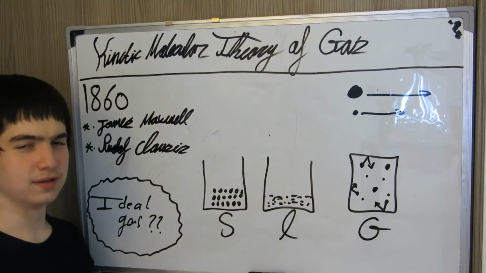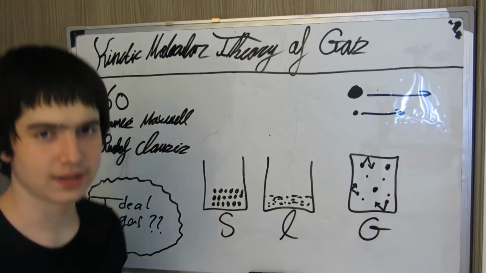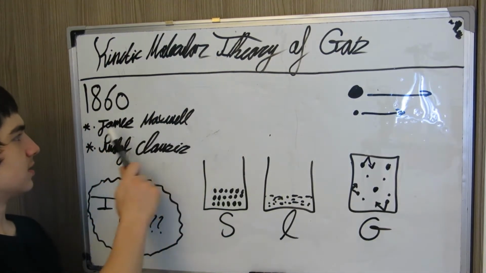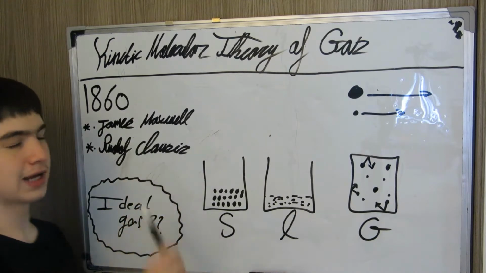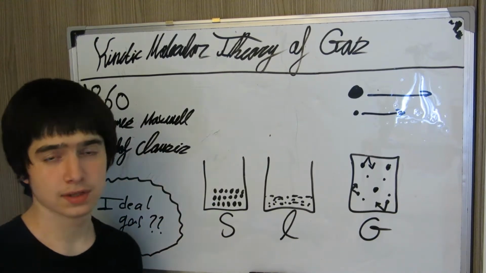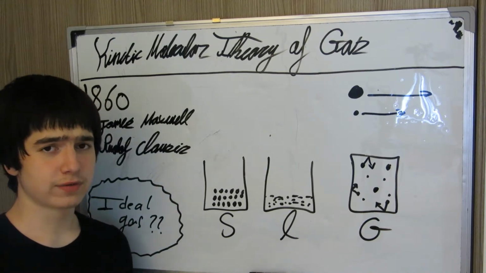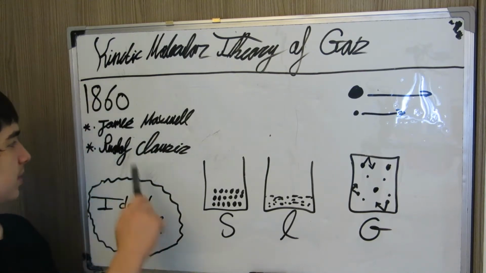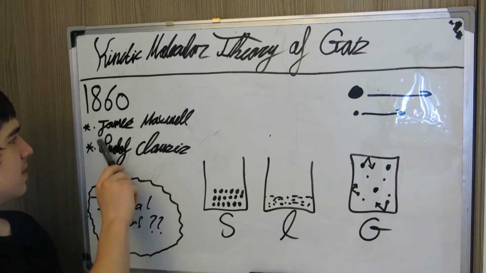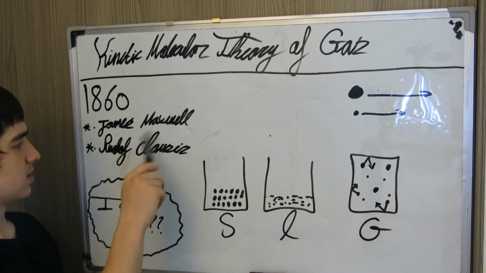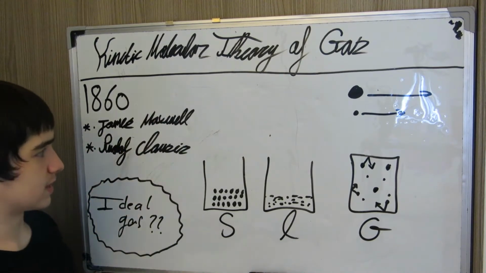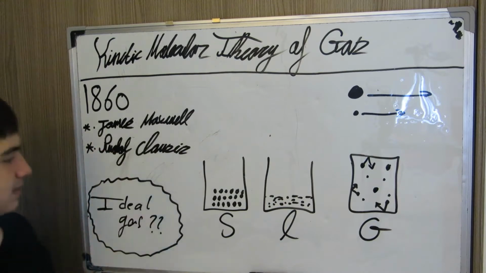So who created or published the idea of the kinetic molecular theory of gas? Well, in 1860, two scientists, James Maxwell and Rudolf Clausius, published the idea of the kinetic molecular theory of gas. But of course, it started with Rudolf Clausius. Then James Maxwell just added some stuff on the idea. All right, so it was all in 1860.